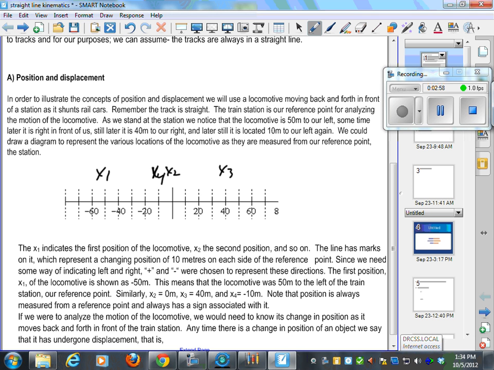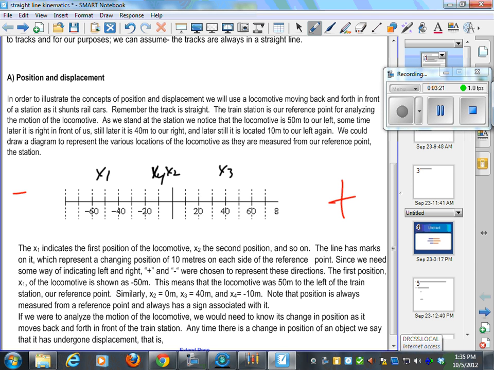Okay, now, we use x for position. The x1 indicates the first position, x2 the second position, and so on. The line has marks on it which represent a changing position of 10 meters on each side. Since we need some way of indicating left and right, we use the positive and negative, remember? And that should be sort of like second nature now for you.